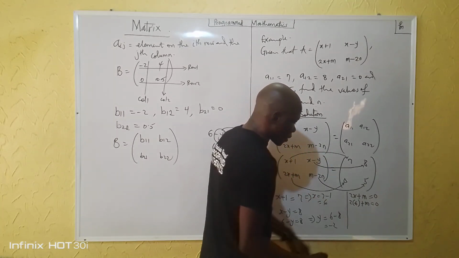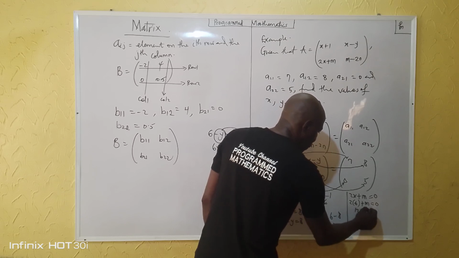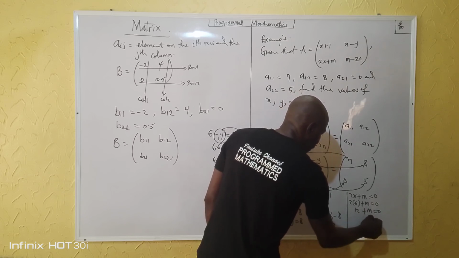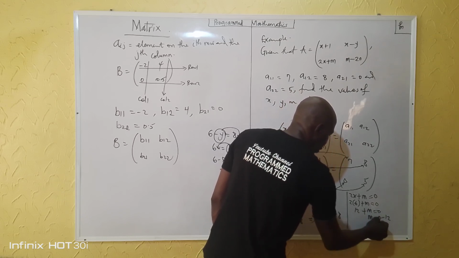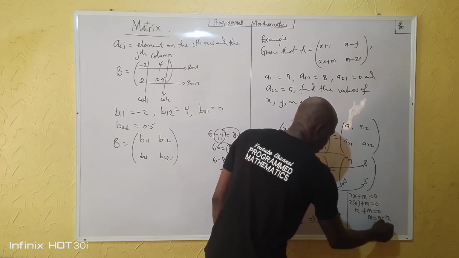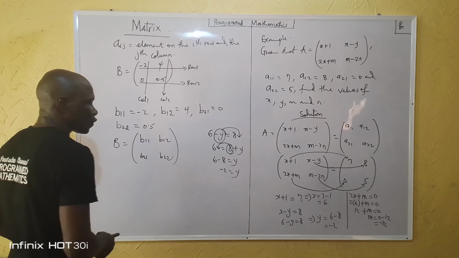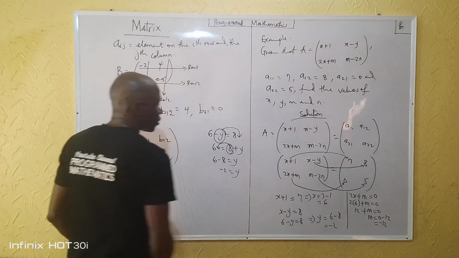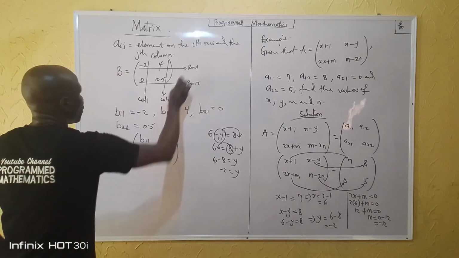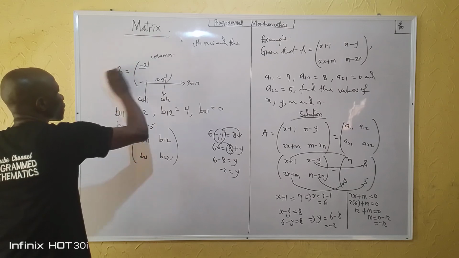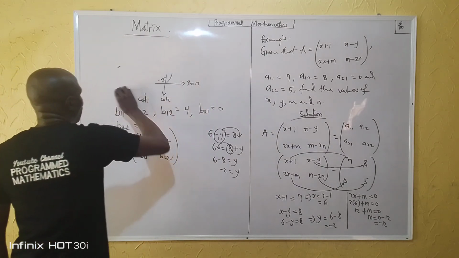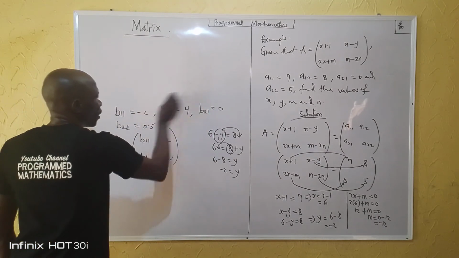So 2 times 6 is 12. 12 plus m equals 0. And so m equals 0 minus 12. So m is minus 12. So if m is minus 12, then we can find the value of n. Already we know what m is. So let's use that value now to find n.